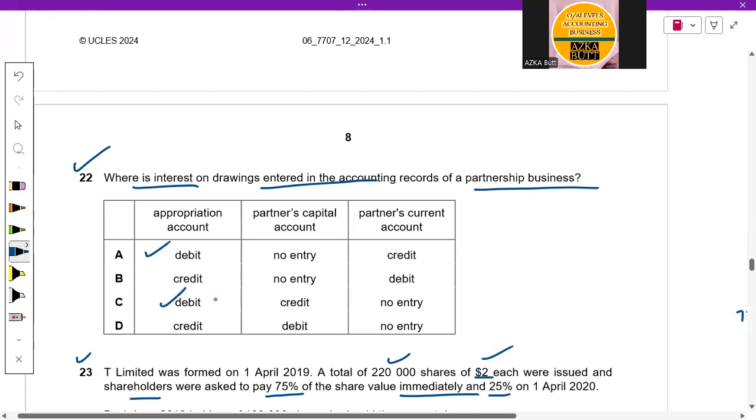Okay. And is appropriation account credit because of interest on drawings? Yeah. So interest on drawings is treated as an addition to the partnership profits, which are later distributed among the partners. And there is no entry in the partners' capital account because drawings and related interest typically affect the current account, not the capital.